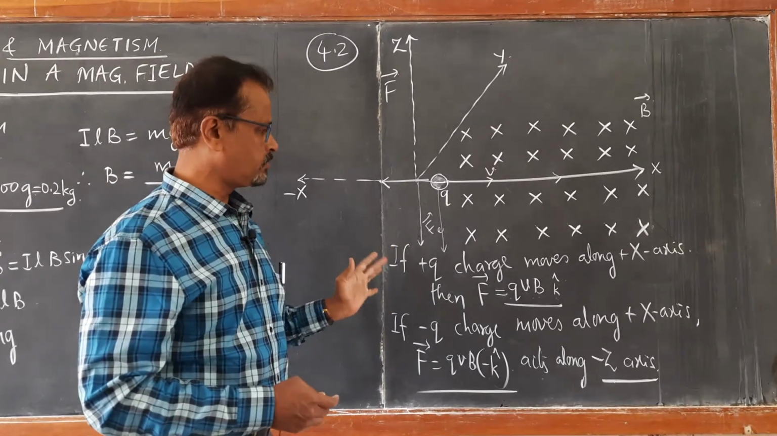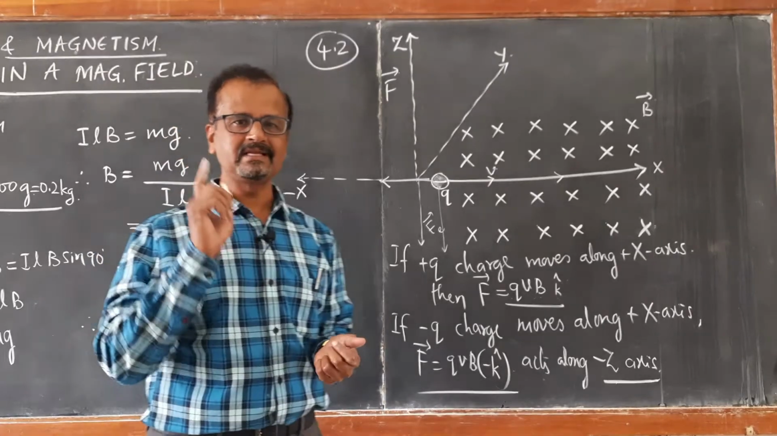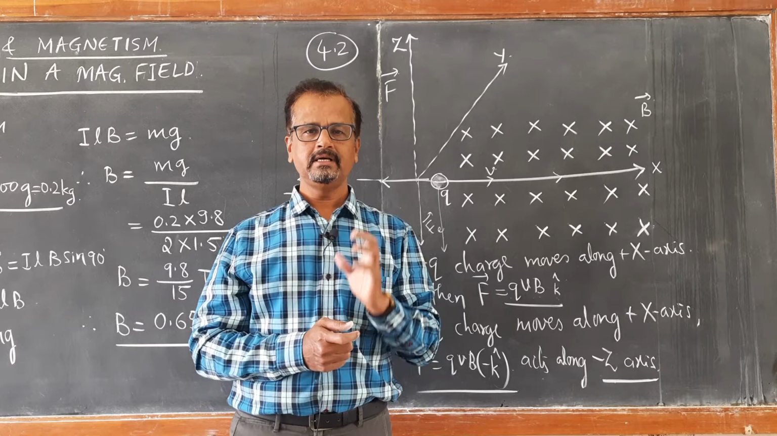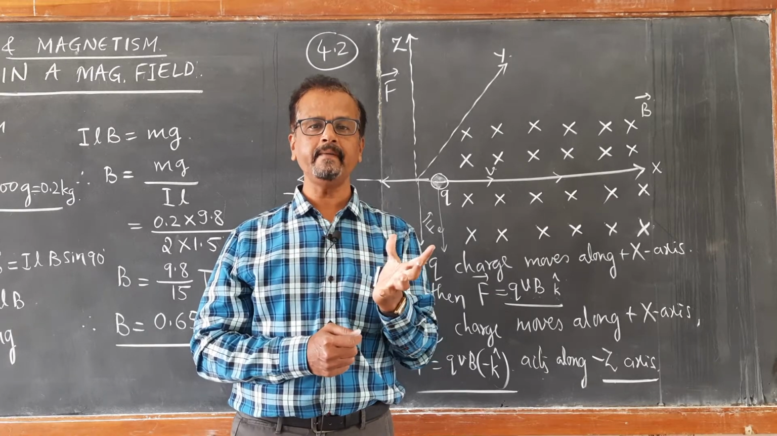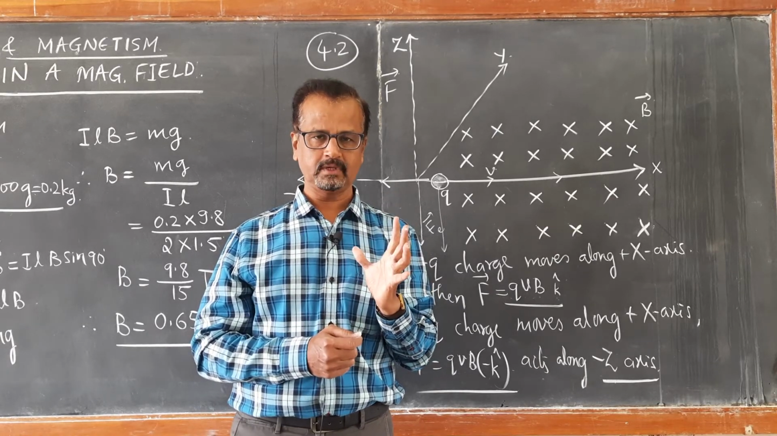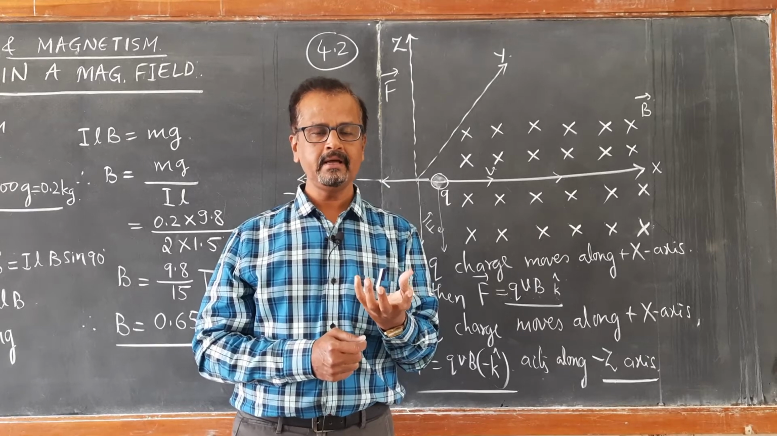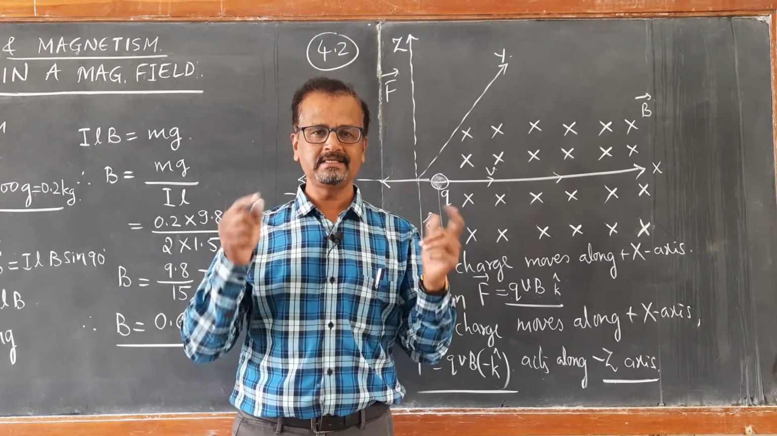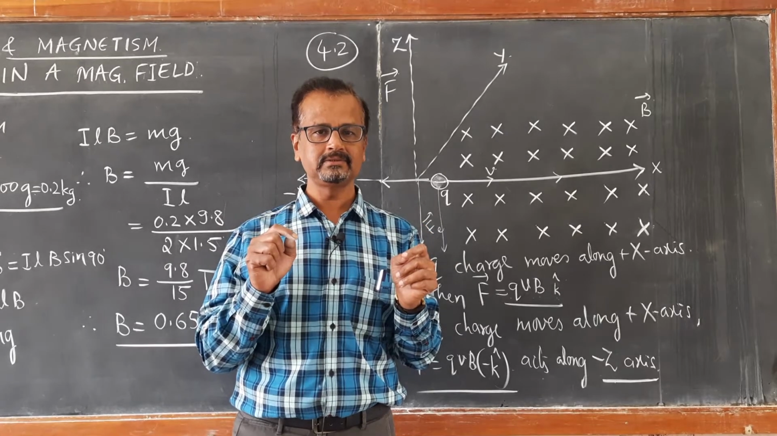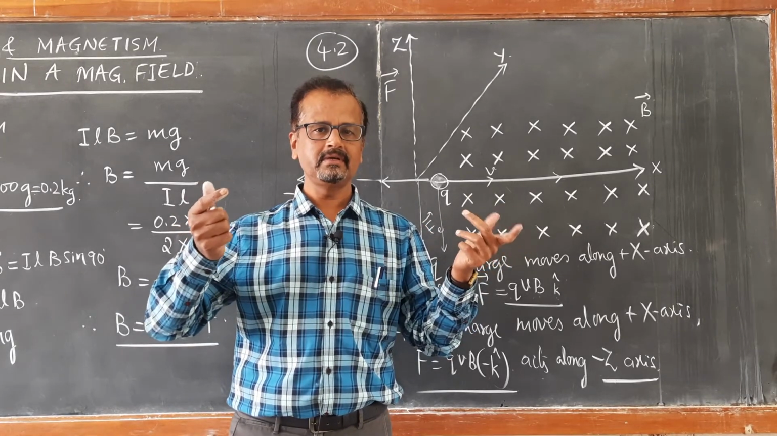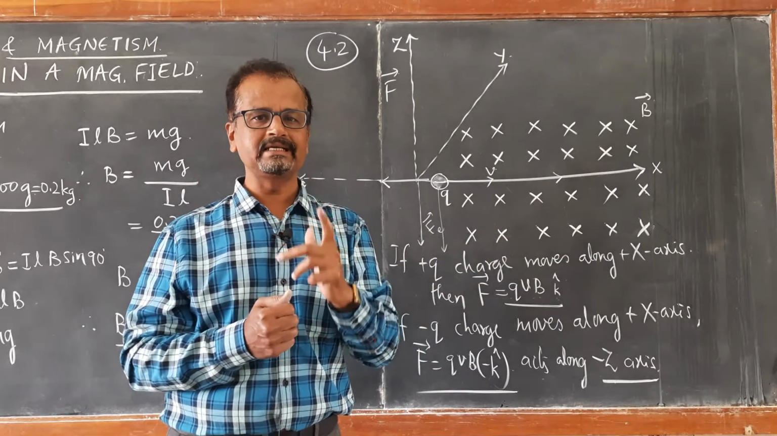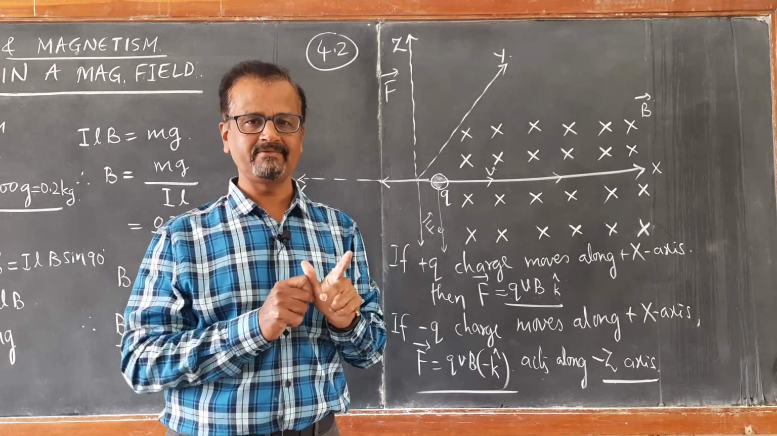Okay, that's how we apply Fleming's left hand rule in order to find out the force experienced by a charge when it is moving in a magnetic field, or the force experienced by a current carrying conductor IL placed in a magnetic field B. So, that is also F equal to IL cross B, that is Lorentz force. So, for both the cases it is Fleming's left hand rule.